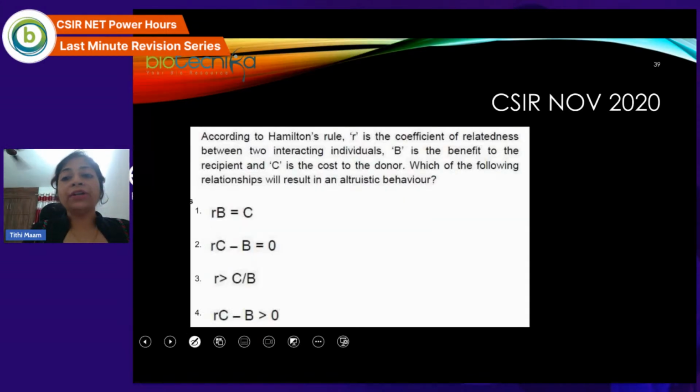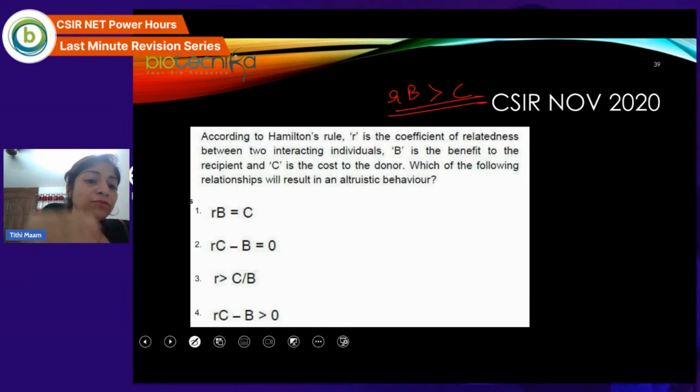Now, another format in which a question can come from Hamilton's rule is where you have to modify the equation. So we know that RB should be greater than C. But that is for sure not the only way of writing the equation. You can write it in any way by moving the values from the right hand side to the left hand side or vice versa, right? So here, this is given in a different format, but the ultimate thing has to be this. So you have to see which equation satisfies this format.